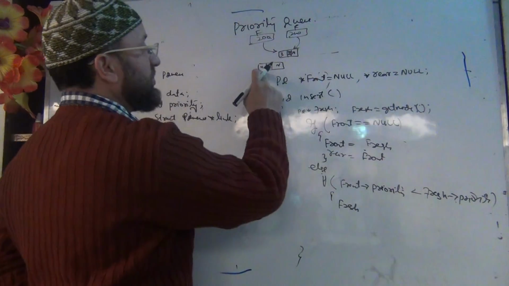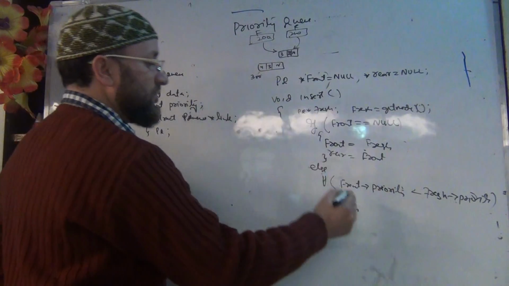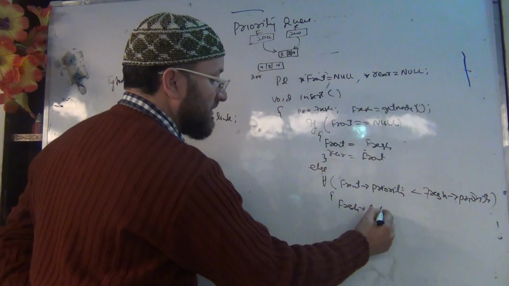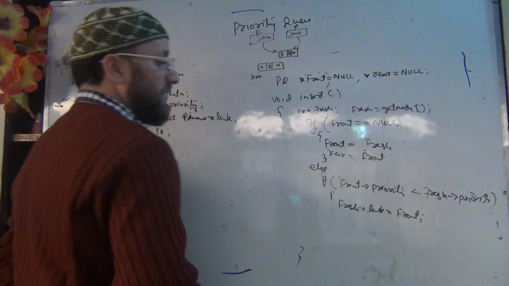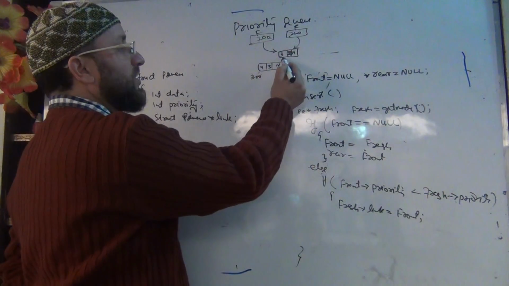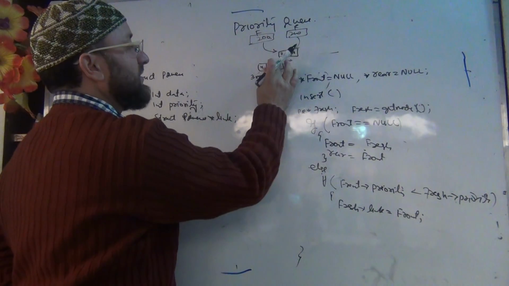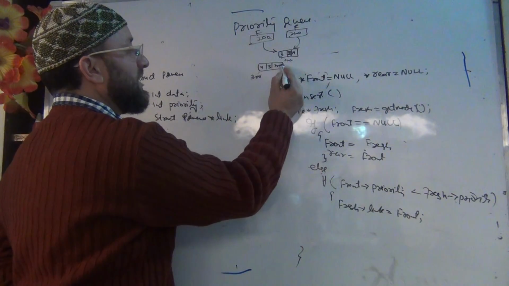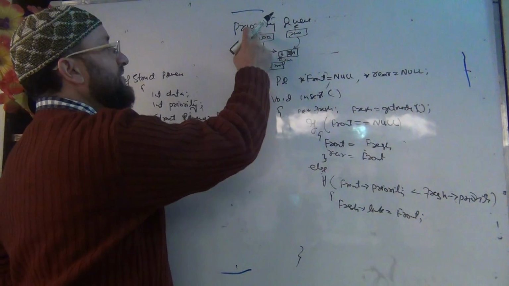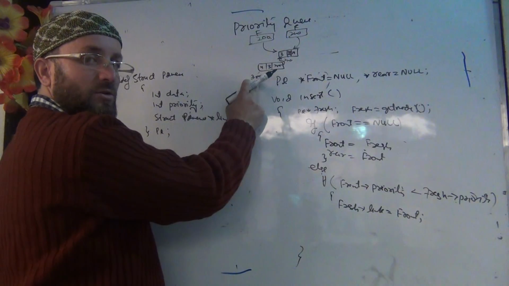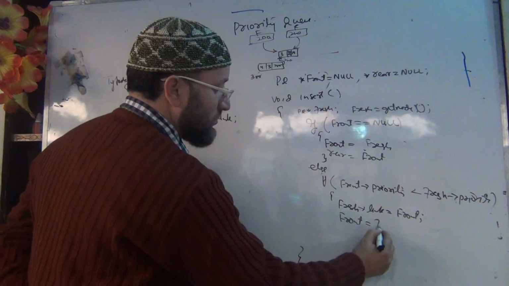I am saying fresh, this is fresh, right? Say its address is 300. Fresh arrow link is equal to front. Because front is having the address 200 of this. Okay, I am putting in its link 200. That means this guy is pointing to this, right? Now I should point front. Front is equal to fresh. Exactly. I should say front equals to fresh.